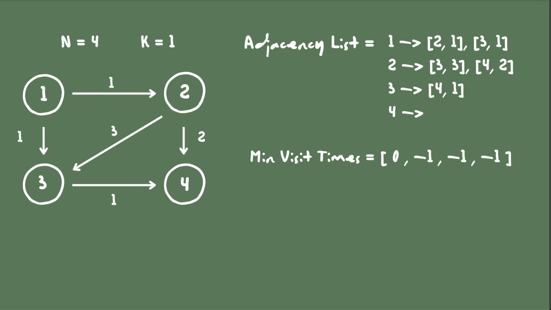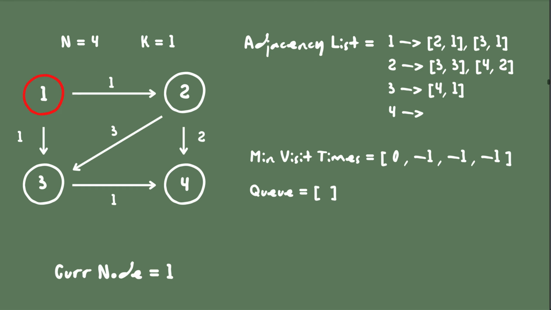Then we're going to create our minimum visit time array. So this is the minimum time it takes for the signal to reach each of our nodes. And I'm going to initialize this to -1 for all of my nodes, meaning that I've never actually visited them. And then I'm going to set the node k to be 0. So our first element is going to be 0. Then we have our queue, which is empty. So let's push our first node onto the queue.